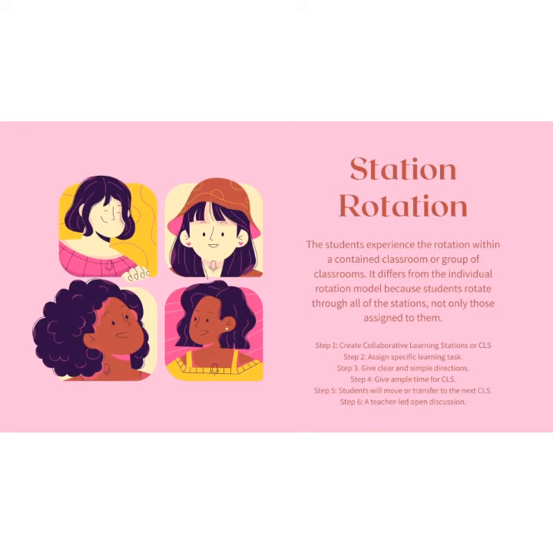Step 5. After completing the assigned learning task in the time allotted, the students will move or transfer to the next CLS and perform the given task of that CLS. For example, CLS 1 will move to CLS 2 and CLS 2 will move to CLS 3 and so on to show the physical rotation. This has to be done in an orderly manner. This is the stage when the students interact with the content.